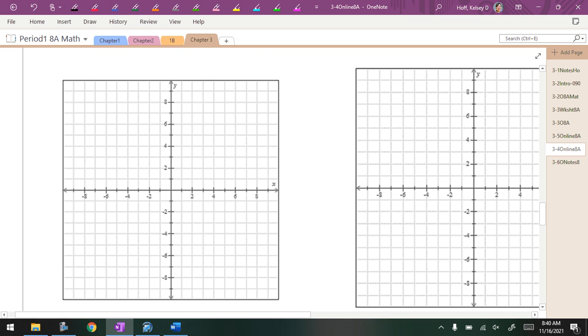-1. Where do I find -1 on my y-axis? Down 1. Put a dot. -1. Okay, make sure you're starting at the right spot.